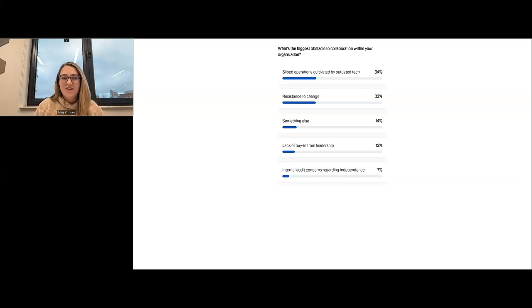Then resistance to change. This is actually the most common one that we see. Last week, that was the one that led as well, that there's a lot of resistance to change. We're going to talk about some of that when we get in here. And like I said, collaboration is definitely one of the hardest things to change. So we'll talk about how you can start small when you get in here as well.